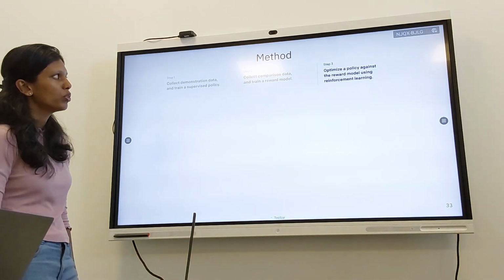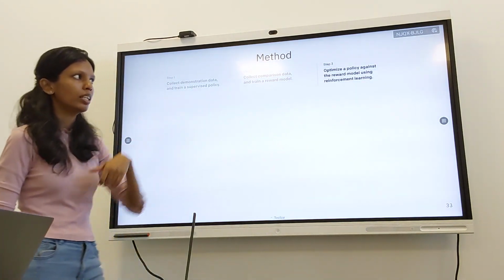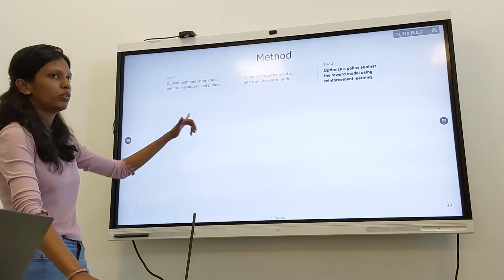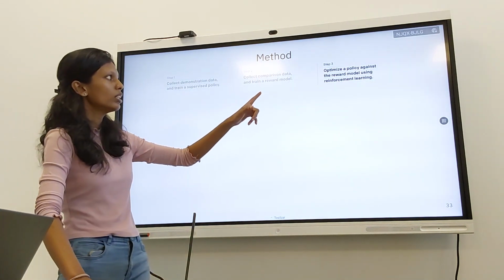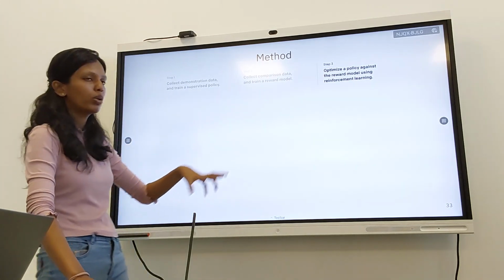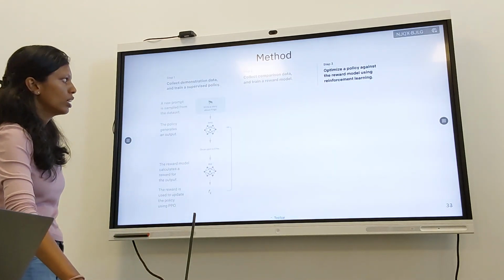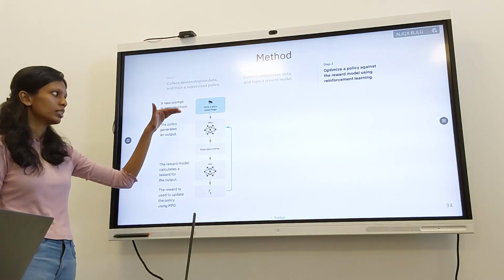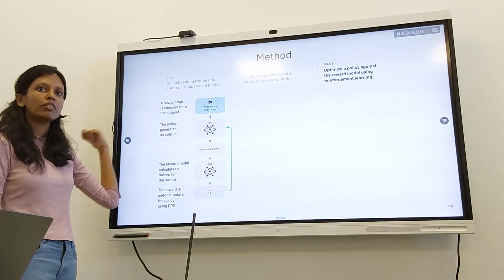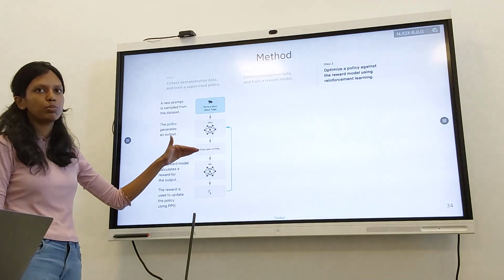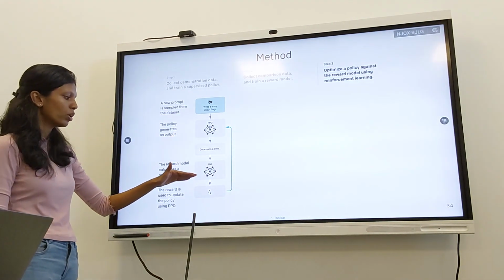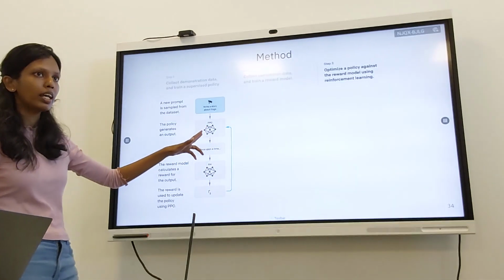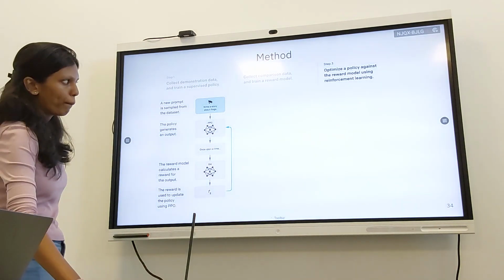Now we move on to the third step, the final step. This is where they optimize the policy that was trained here against the reward model using reinforcement learning. We take a new prompt from the prompt dataset, pass it to the policy that we fine-tuned earlier, get a response, pass it to the reward model and get a reward, and then pass it to this policy and update this PPO.